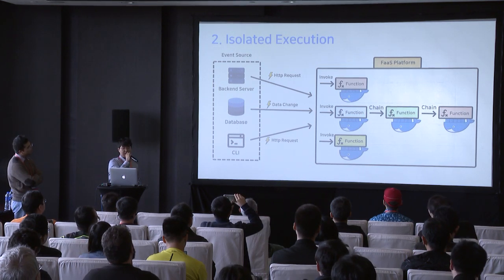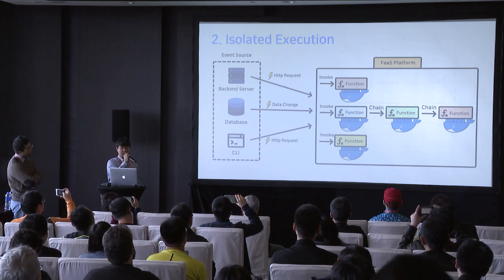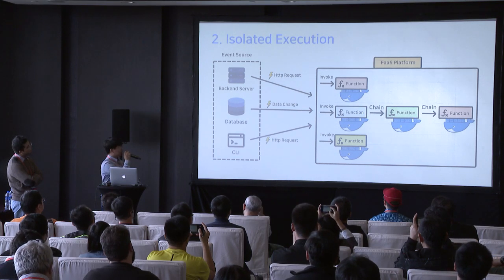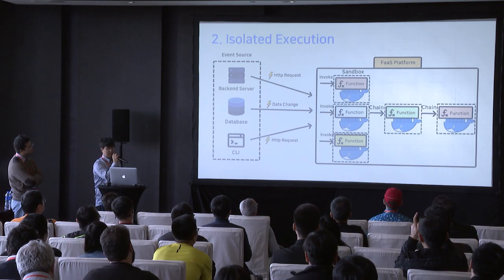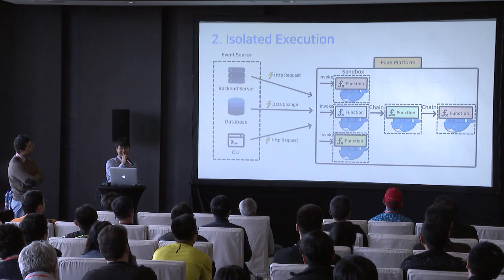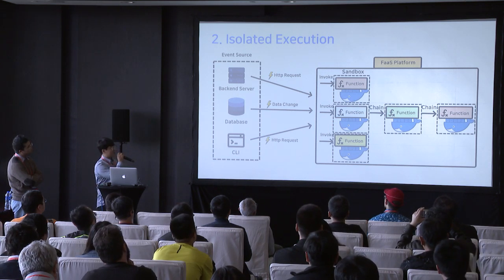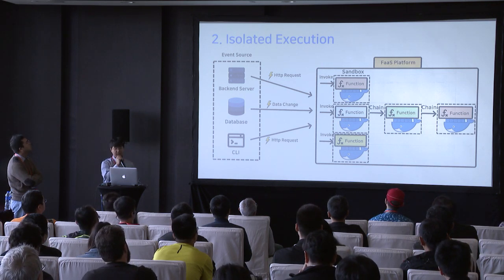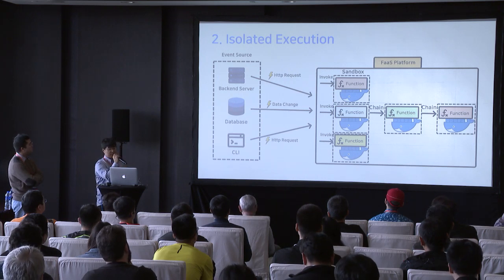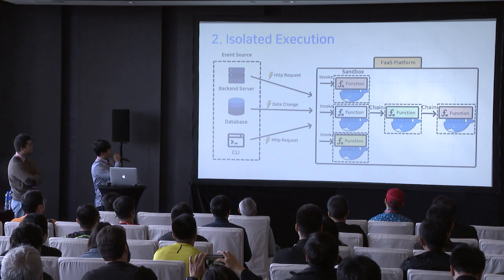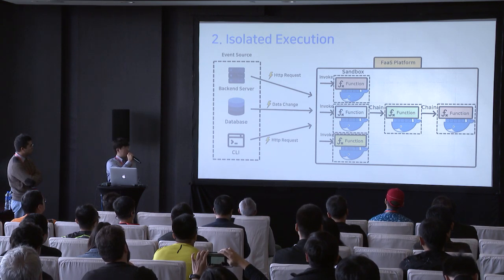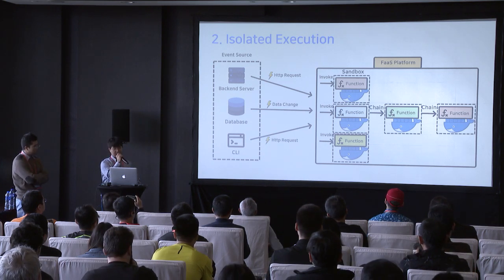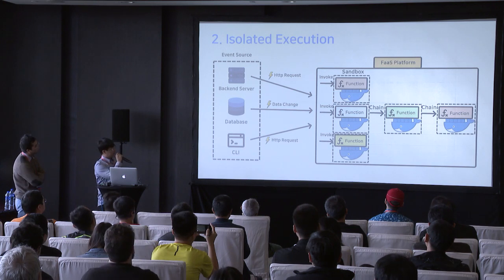Next, the second is isolated execution. We can take advantage of this characteristic when we run FaaS on top of containers. Each function runs on an independent environment like a container or virtual machine. This approach ensures resource isolation among functions and increases reliability when monitoring individual functions. This is also good for managing resources effectively for the system. With the recent prosperity in container technology, many open source projects are choosing this architecture.